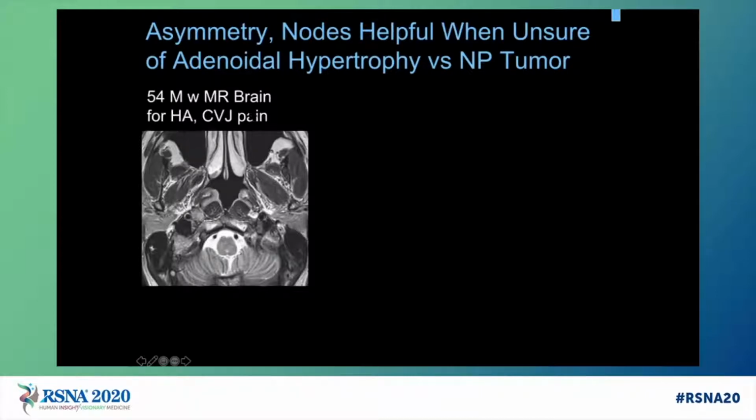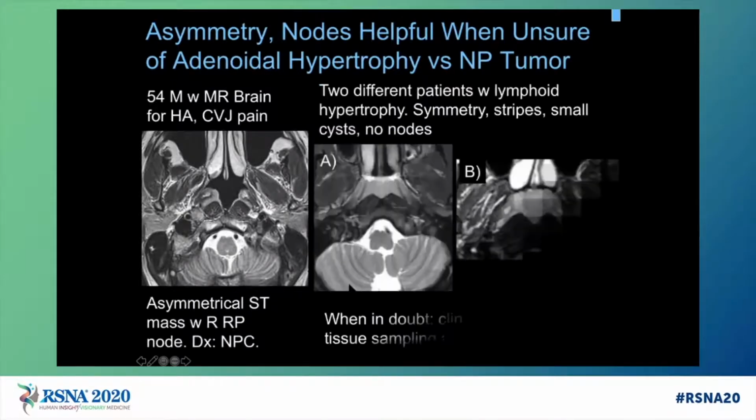So here's a 54-year-old undergoing an MR of the brain for headache and neck pain. In his axial T2, we see a right nasopharyngeal mass expanding the fossa of Rosenmuller, clearly asymmetrical compared to the other side, and with a pathologically enlarged heterogeneous lymph node. And this patient was ultimately diagnosed with nasopharyngeal carcinoma.